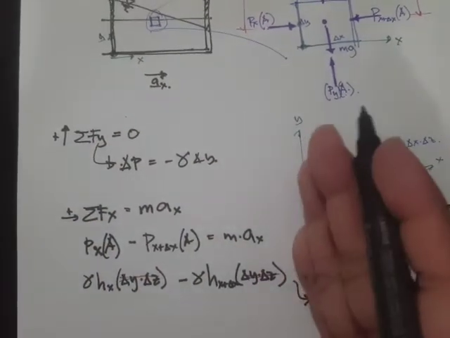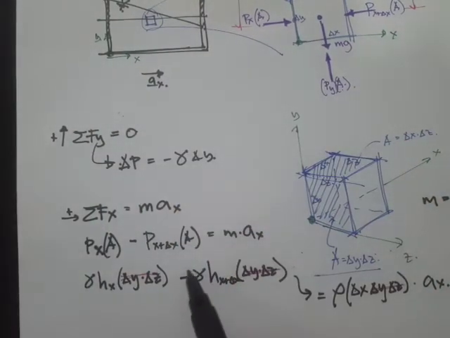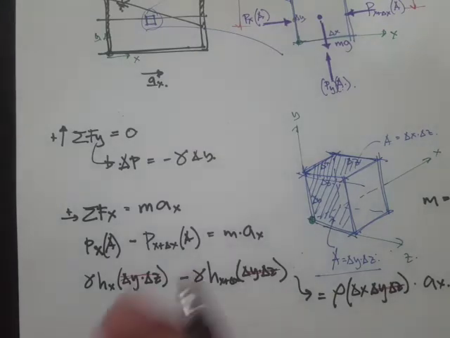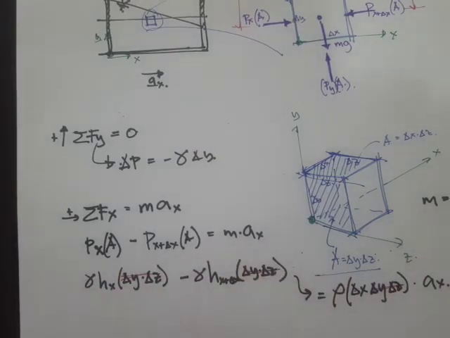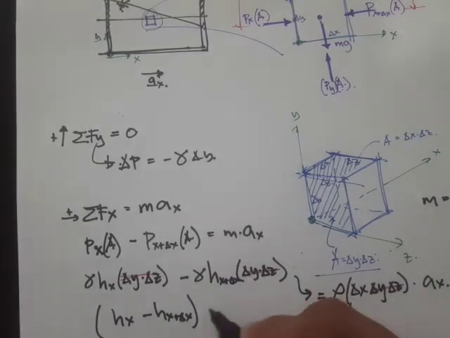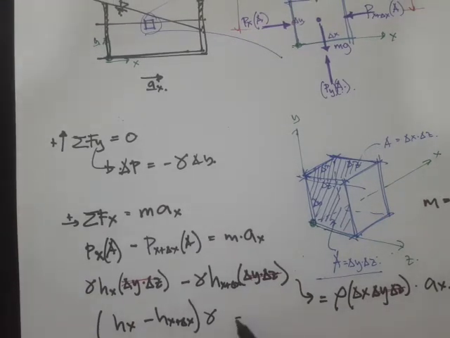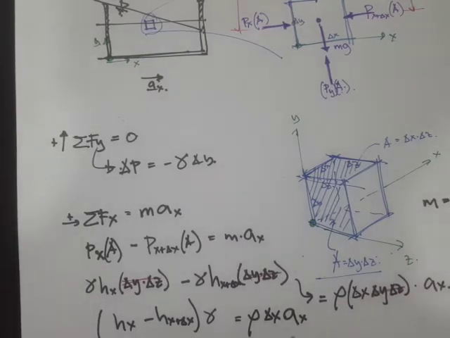We notice that on the right hand side we have the same unit weight, and therefore we can factor it out. So (hx minus hx plus delta x) times the unit weight is equal to rho times delta x times the acceleration along the x.